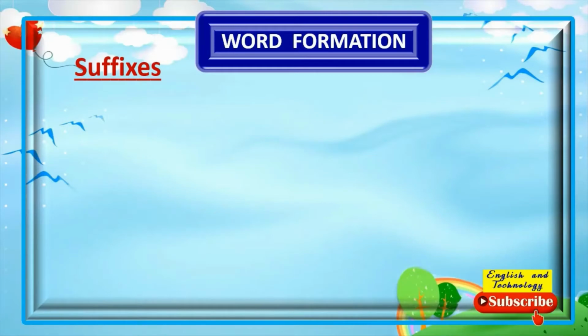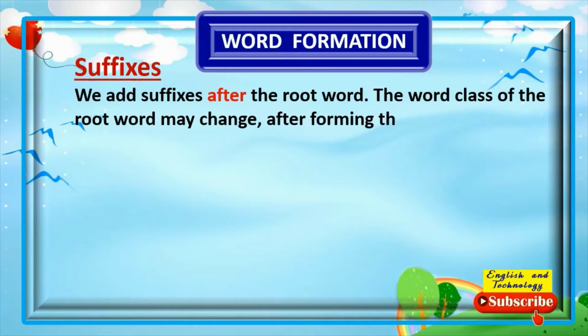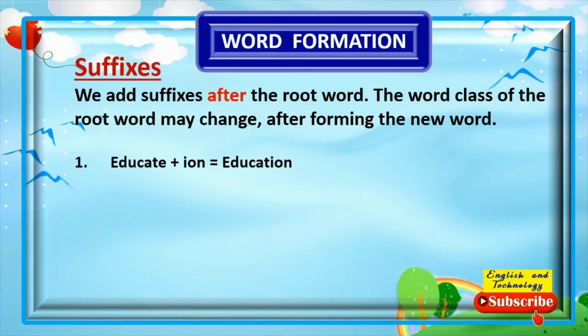So the next one is suffixes. When we say suffixes, we actually mean having letters, morphemes that are meaningful, after the root word, after the base word. The word class, that is the part of speech of that root word, may change or may not change after we have our new word that is being formed. Now let's look at examples. Educate and ion. Now, this is the suffix here, and the suffix is being added to the root word, which is educate.